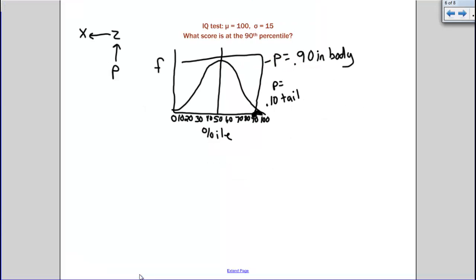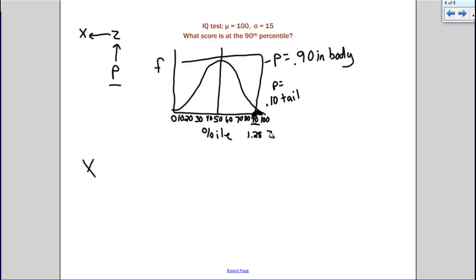So if we're thinking about z-scores now, 1.28 is the z-score that's located right here at the 90th percentile. So now I used my p-value, my 0.90 or my 0.10, depending on if you want to look in the tail or body, to find the z in the unit normal table.